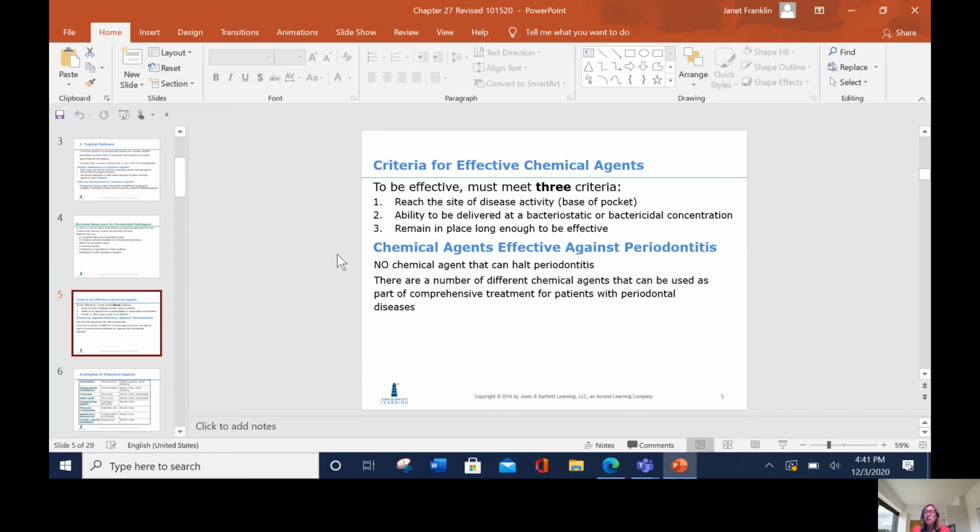We talked in the last chapter about water irrigators and how they don't stay in the area long enough to be very effective. So when you irrigate with chlorhexidine, you might get a little bit of effect, but it rinses right out of the area. It doesn't stay there. Chemical agents effective against periodontitis: there's no chemical agent that can halt or stop periodontitis. There are a number of different agents that can be used as part of your treatment plan, but none by themselves that will halt periodontitis.